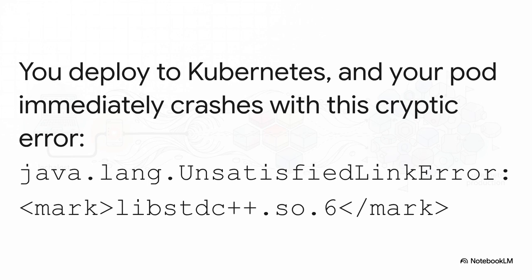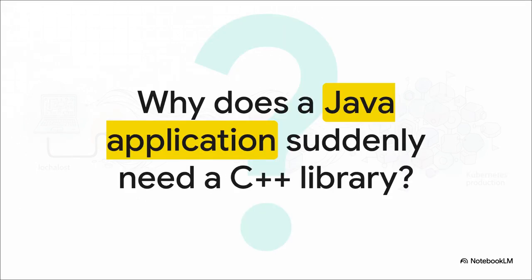It's super cryptic, it's talking about a file you've never heard of, and it brings your whole deployment to a grinding halt. And this is the million-dollar question, right? Your code is 100% pure Java. So where in the world is this C++ thing coming from? Well, the problem isn't in your code, it's hiding inside one of your dependencies.